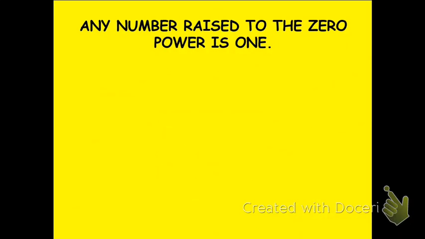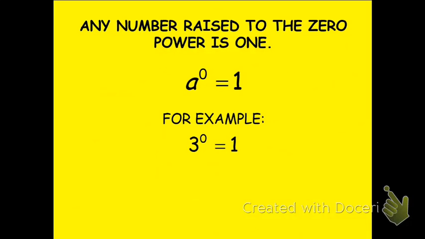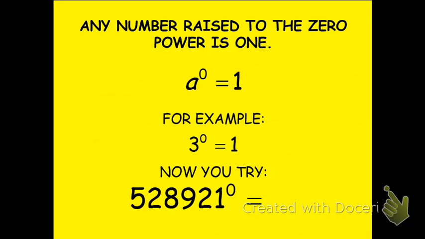Okay, so our next slide. Any number raised to the 0 power is 1. Again, that's another power that we talked about yesterday. Anything raised to the 0 power is 1. So in this case right here, 3 to the 0 power is 1. All right, now you try. Just as simple and easy. Anything raised to the 0 power, no matter how big a number is, it's always going to be 1. Boom. That's our answer.